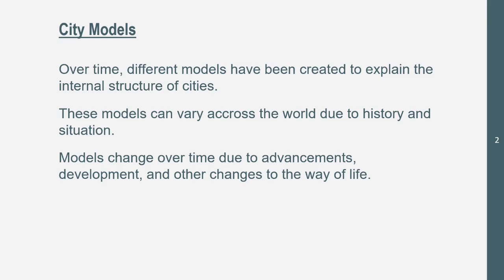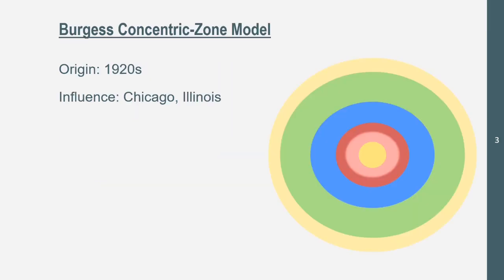I mean, people didn't have that many cars 100 years ago. They were really big consumer durables that were for the wealthy. So we're going to see the changes in these models over time and what accounts for these changes and why some models aren't used as much anymore because of these things. We're going to get started with the concentric zone model.